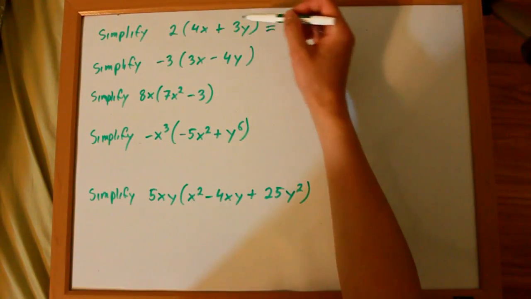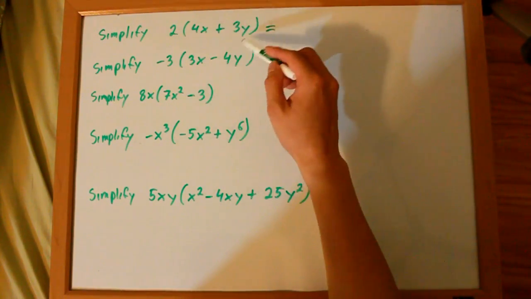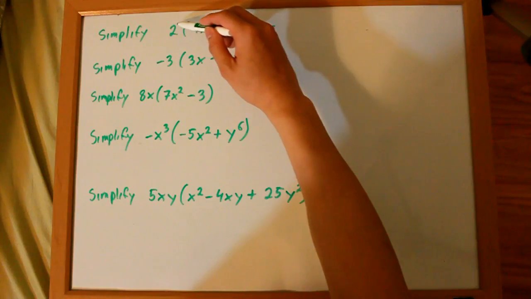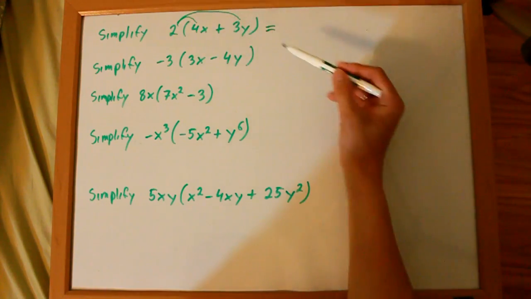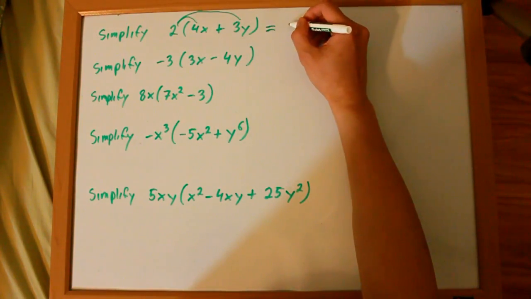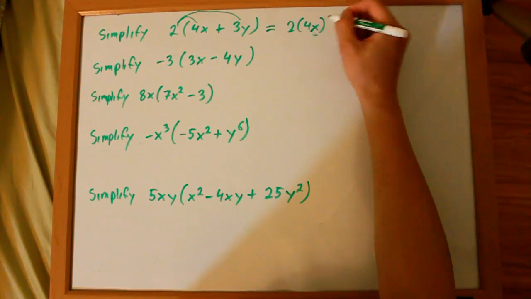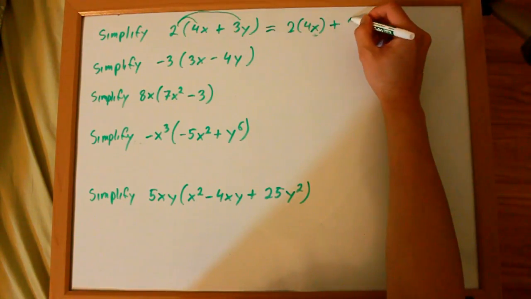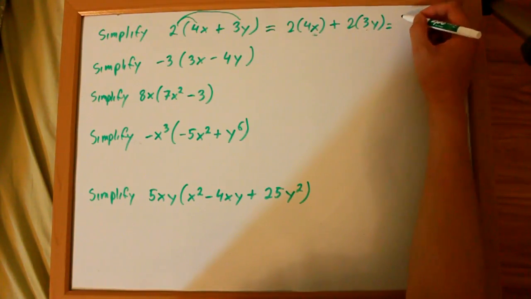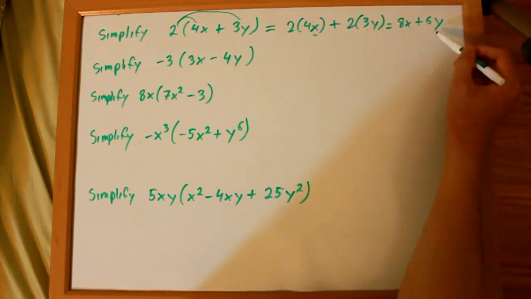So what the distributive property means is that when you multiply 2 times parentheses 4x plus 3y, you multiply the 2 separately into each of the units here. So what that looks like is 2 times 4x plus 2 times 3y, and that becomes 8x plus 6y, and that's your answer.